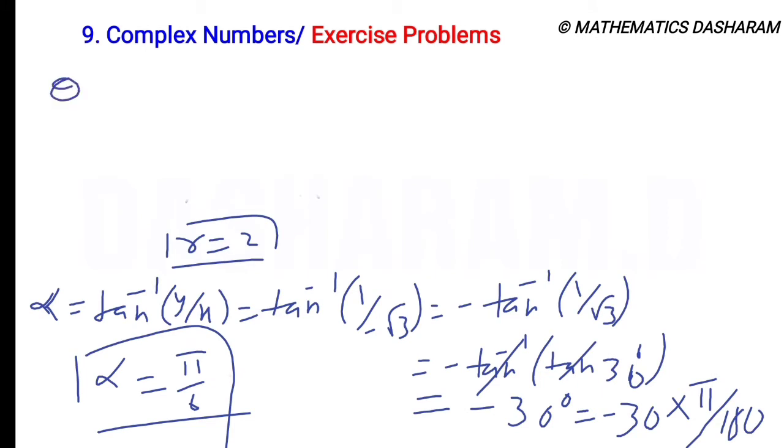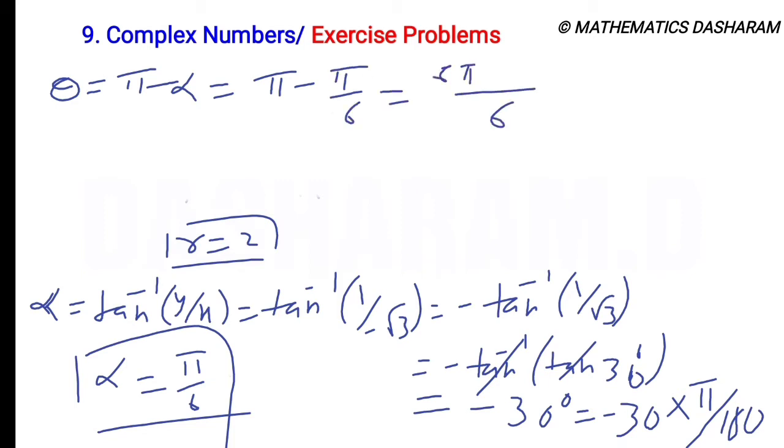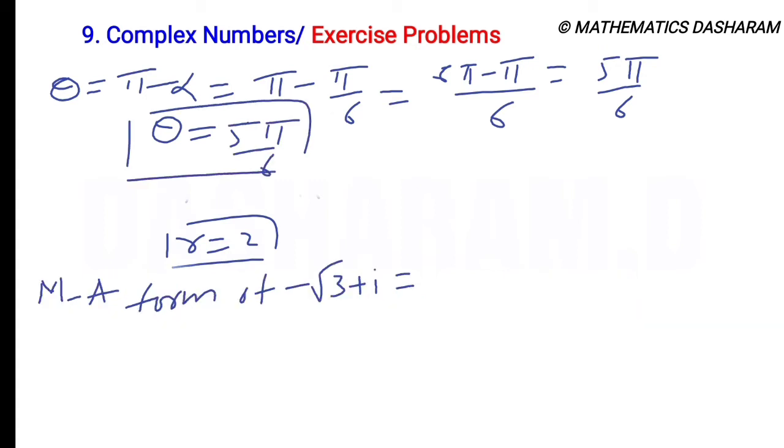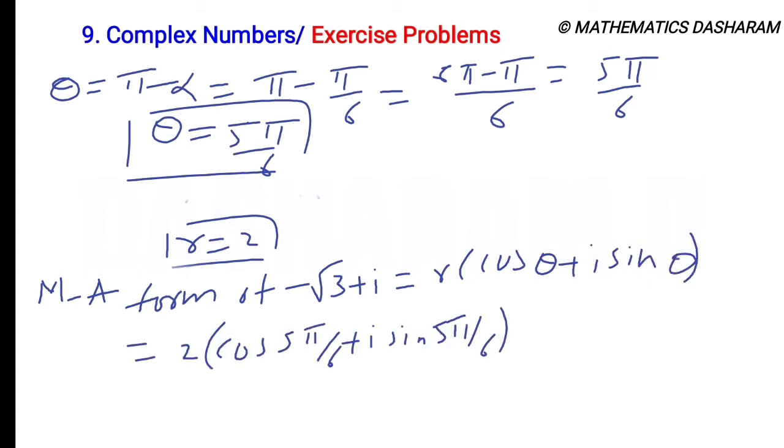So then theta equals pi minus alpha. So pi minus alpha value pi by 6. So 6 is the LCM. 6 pi minus pi equals 5 pi by 6. So theta value is 5 pi by 6. So let's find out the modulus-amplitude form. The modulus-amplitude form of minus root 3 plus i is r bracket of cos theta plus i sin theta. So substitute r and theta values in. So here is the final answer.